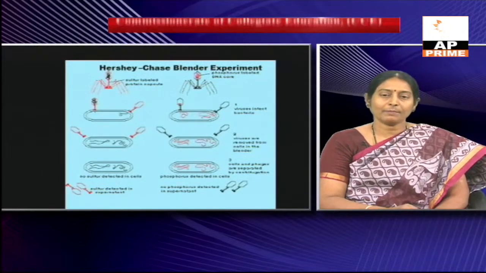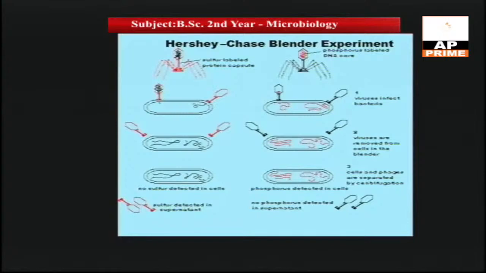This is the experimental setup of Hershey and Chase. Here it clearly shows that in the first part of the experiment, T2 phages were grown in medium containing sulfur-35 radioisotope to label the protein coats of the viruses. This happens because sulfur is a component of certain amino acids, so it is incorporated into the proteins during protein synthesis.